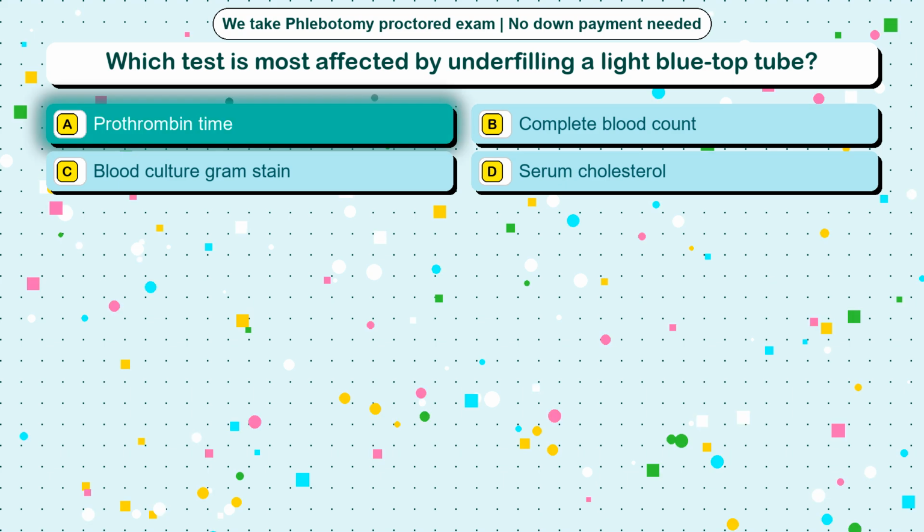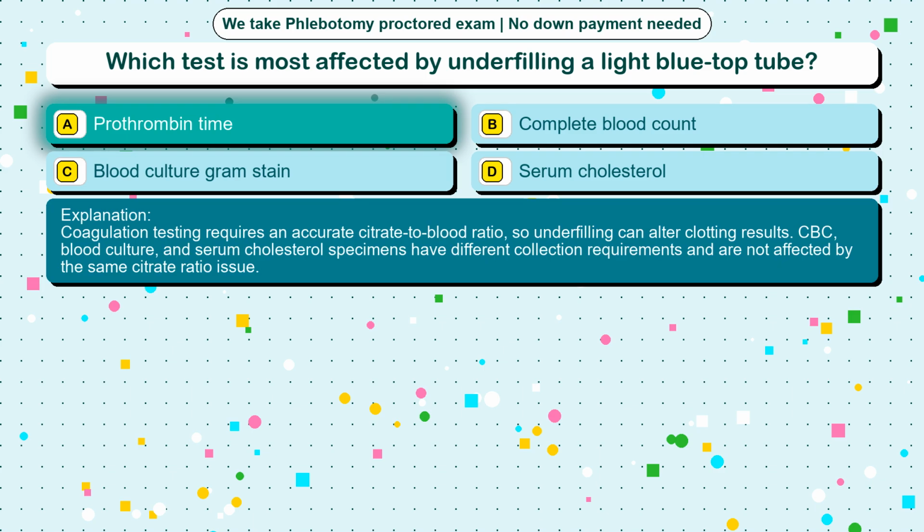Prothrombin time. Coagulation testing requires an accurate citrate to blood ratio, so underfilling can alter clotting results. CBC, blood culture, and serum cholesterol specimens have different collection requirements and are not affected by the same citrate ratio issue.